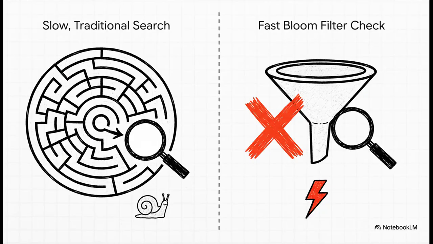And here is the absolute key shift in thinking you have to make. For these gigantic systems, the most expensive, time-consuming thing you can do is often search for something that isn't even there. Think about it. A database might have to grind away scanning a massive index file on a slow disk, all just to come back and say, nope, sorry, not here. What if we could just avoid that entire painful search almost all of the time? Now that would be a huge win.